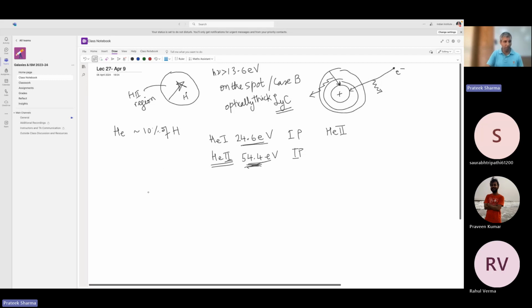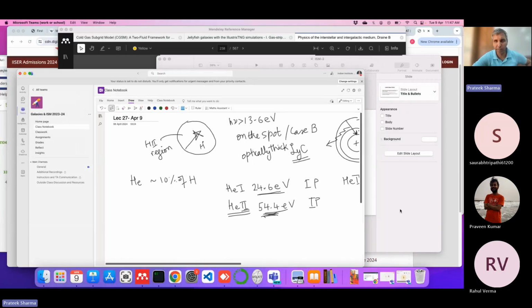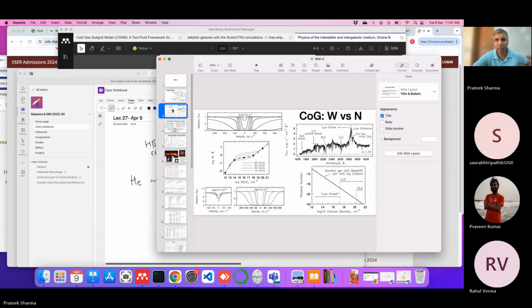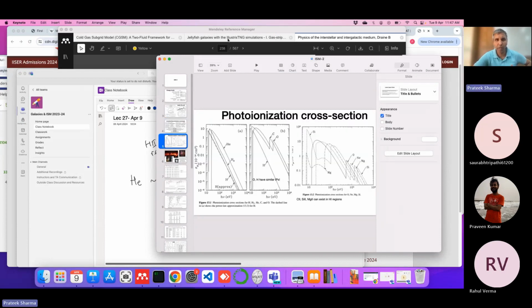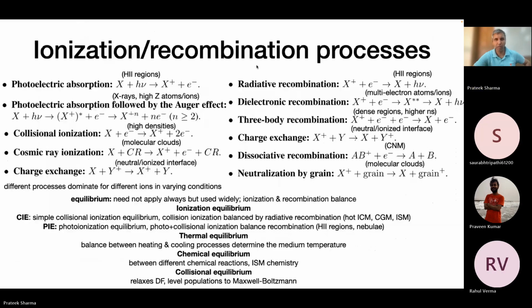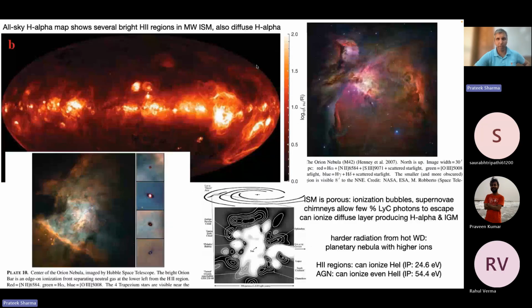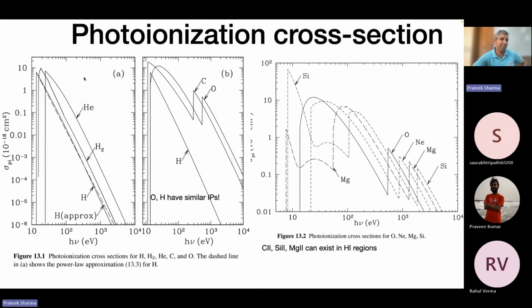Here I will actually need my slides. Okay. Right, so let's go to that point. These are some photoionization cross sections for different ions and molecules and so on. This one is hydrogen, and this cuts off at 13.6 eV.